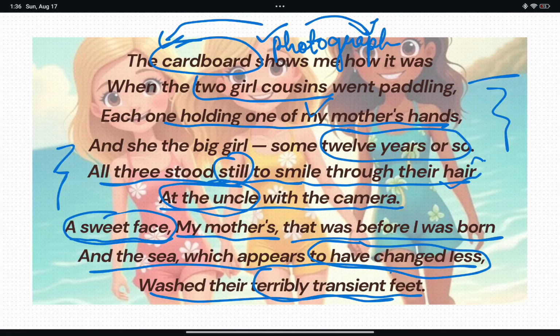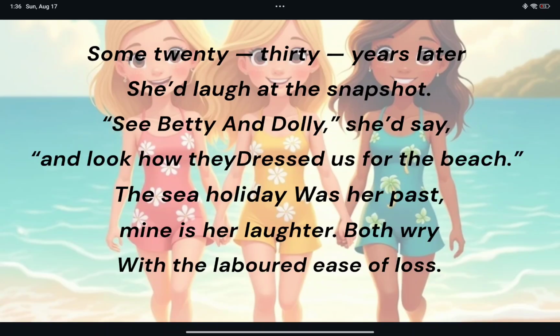Okay, let's move on to the next paragraph. It says some 20-30 years later, she would laugh at the snapshot. Now the poet is remembering the time when her mother used to be alive. When her mother was alive, she used to see this picture of her childhood with her two cousins when she went paddling. So her mother used to see this picture 20-30 years after it was clicked.